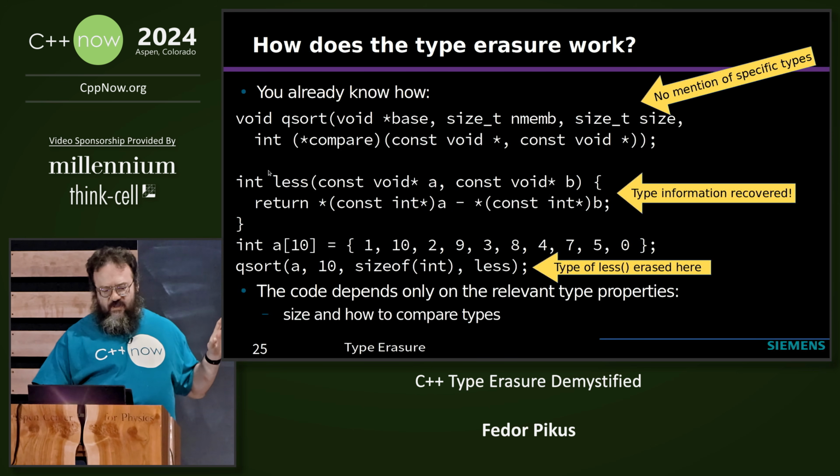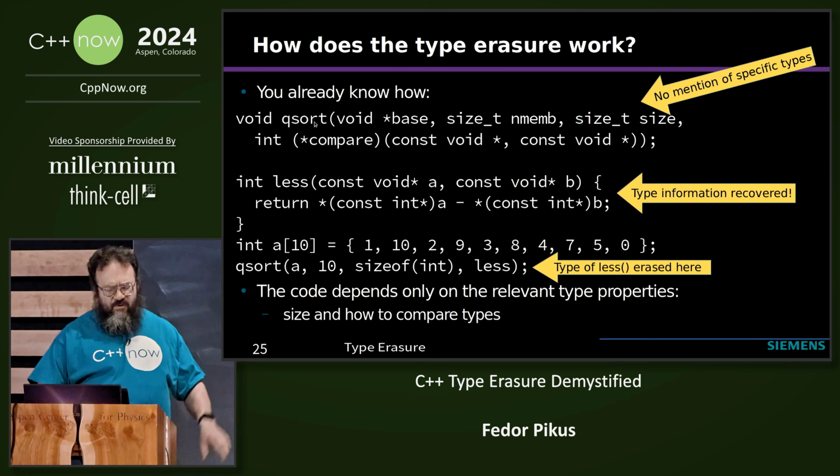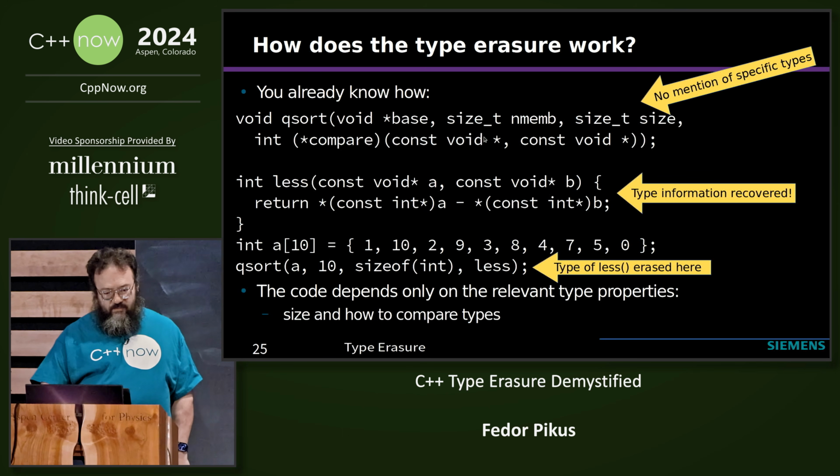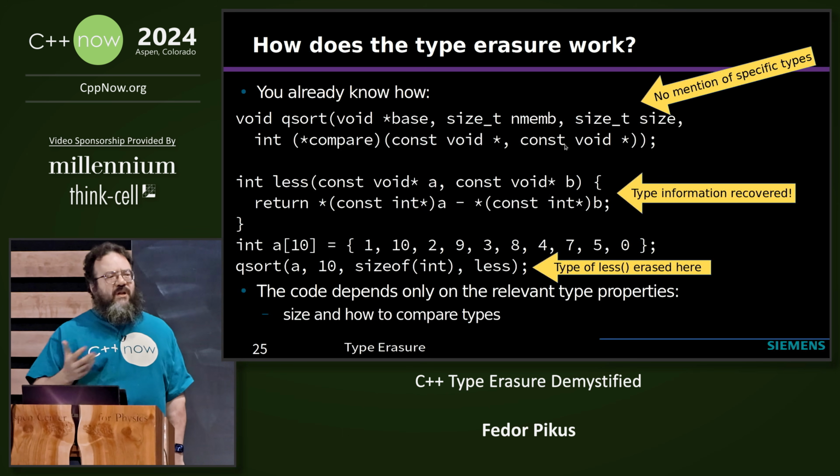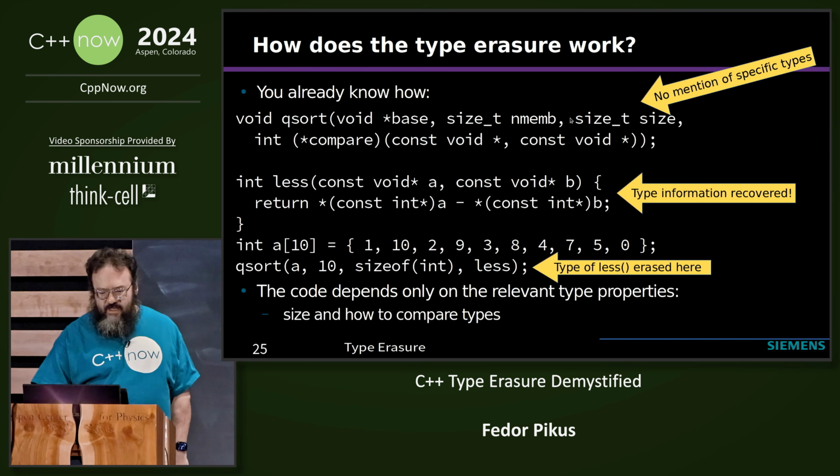So I have this qsort. This comes from the standard C library. It takes void star, takes size_t, and takes a comparison function. And the comparison function takes void star. It is used to compare whatever types you're actually sorting. Notice that in this code, if you look at the implementation of this qsort, there is no mention of the type that you're going to sort.